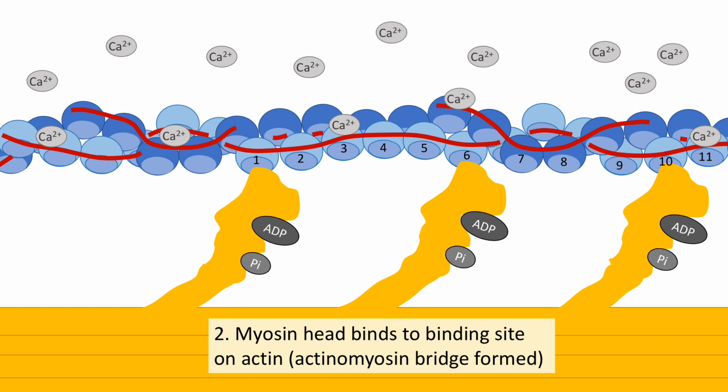So hopefully we'll go through this process. We're going to go through this process twice, so you'll see how myosin pulls the actin along by referring to those numbers. So you can see here that the myosin head is bound to number 1 actin, number 6 actin, and number 10 actin. So let's go on to the next step, step 3.